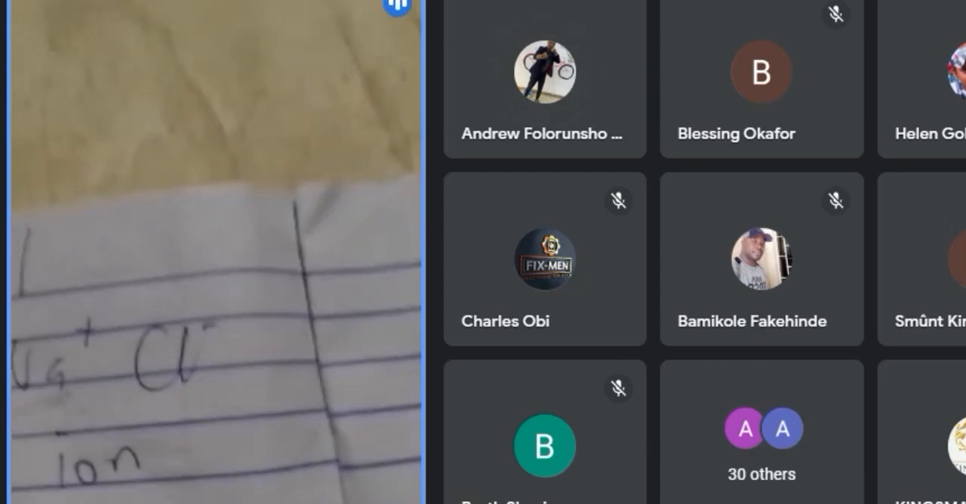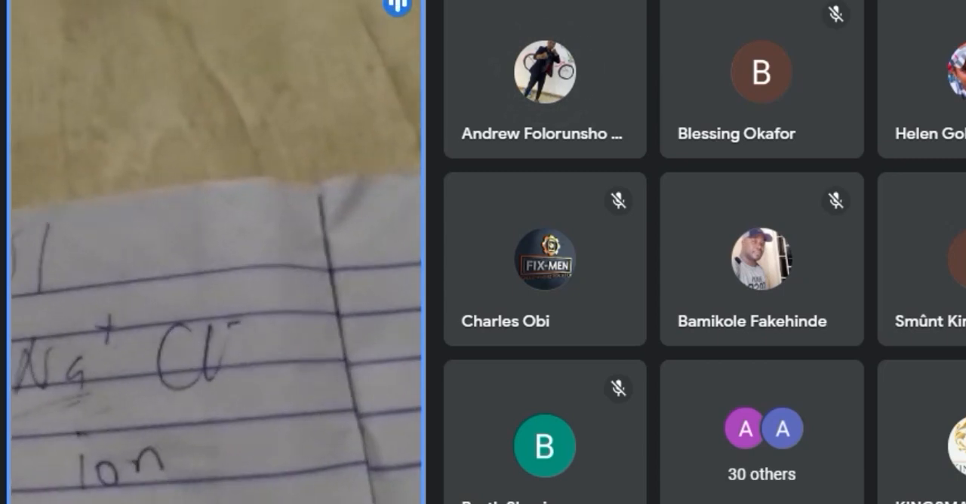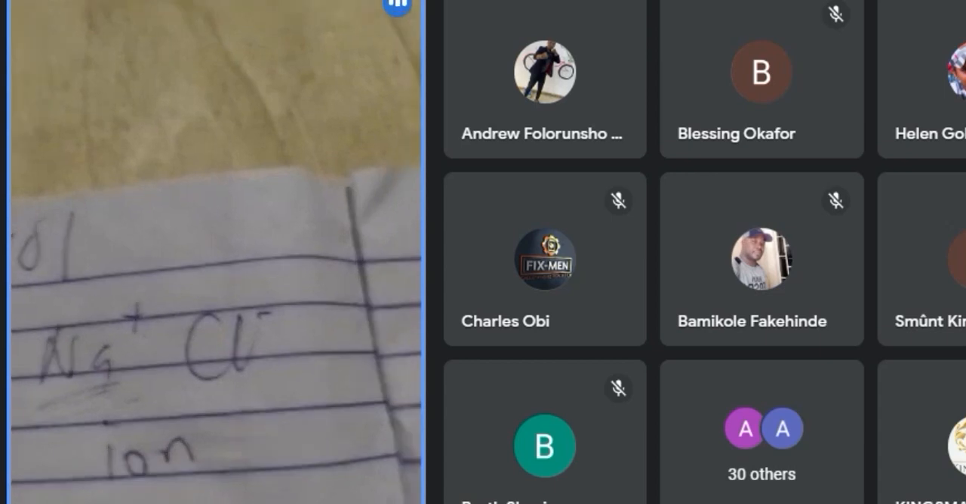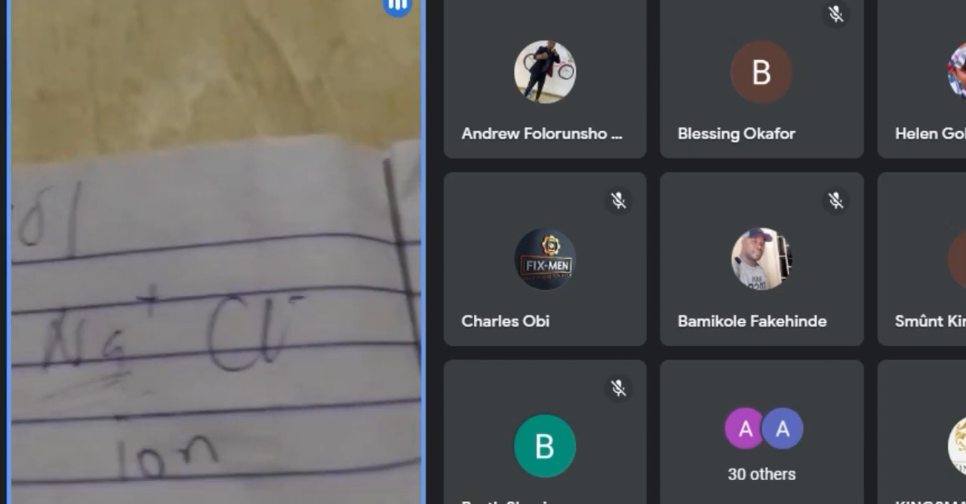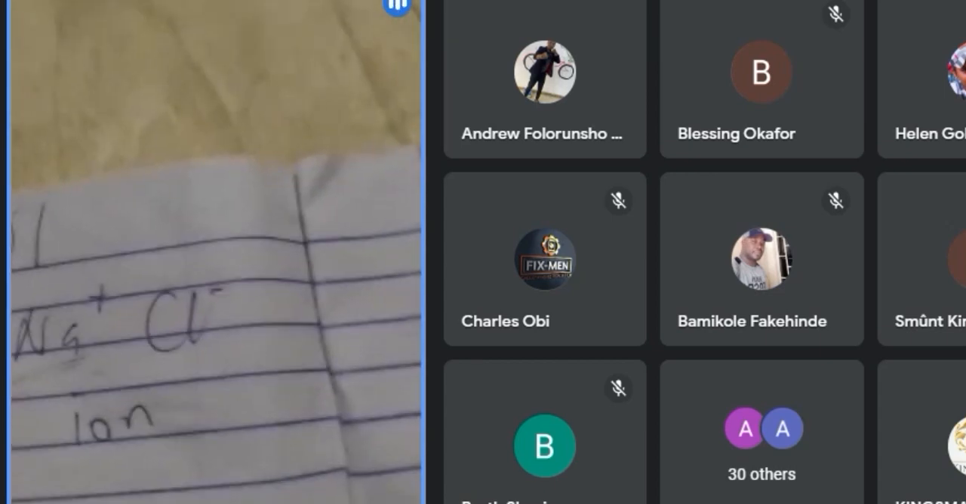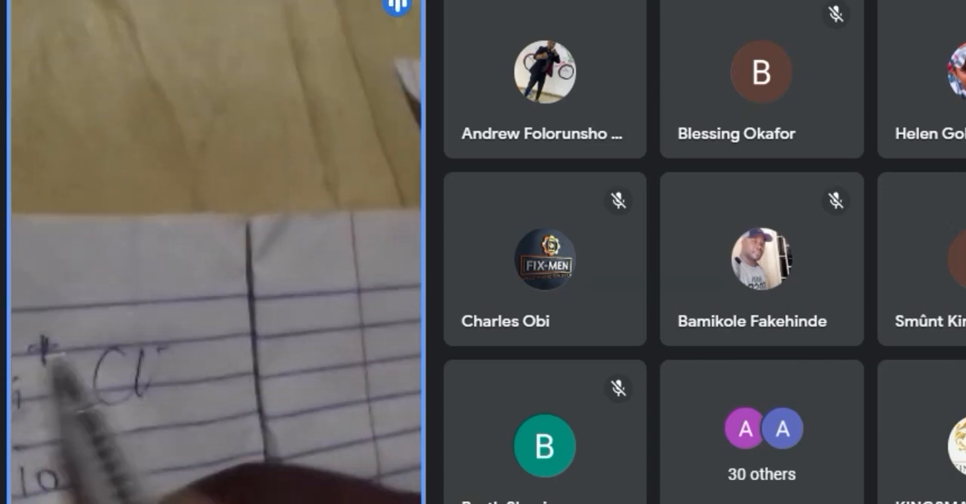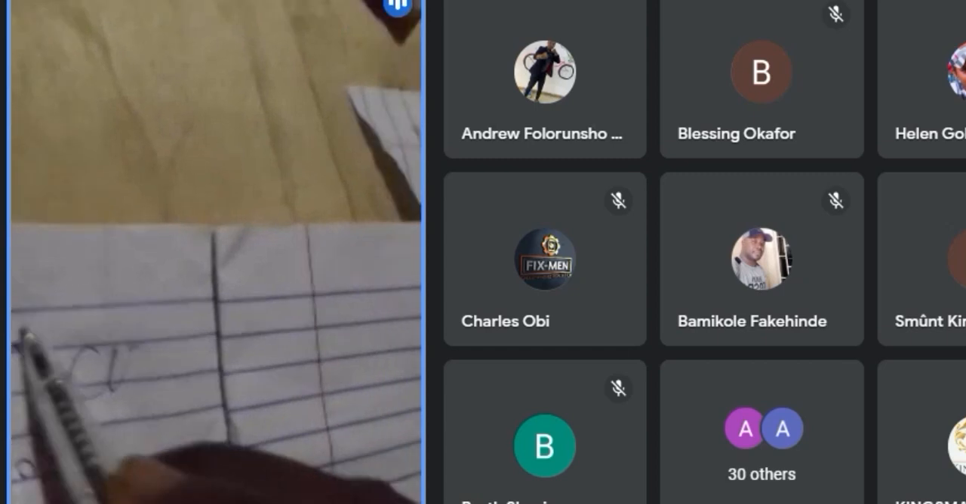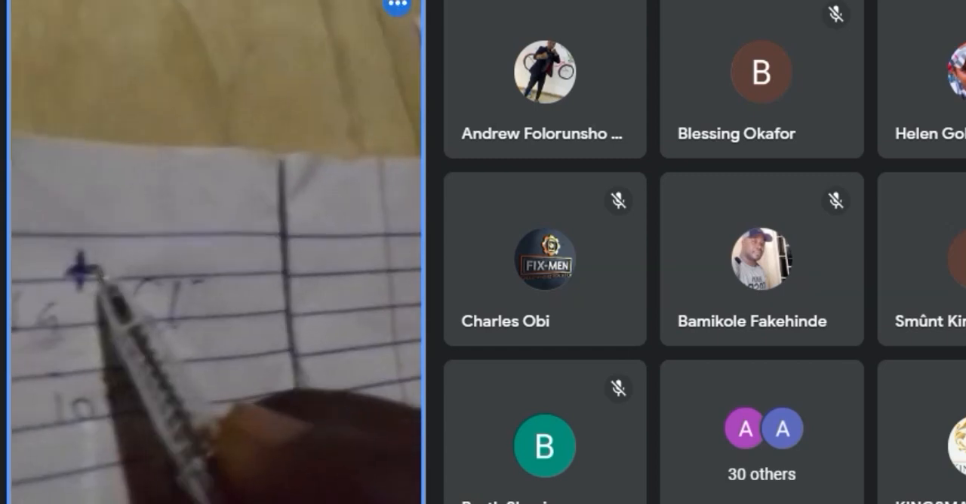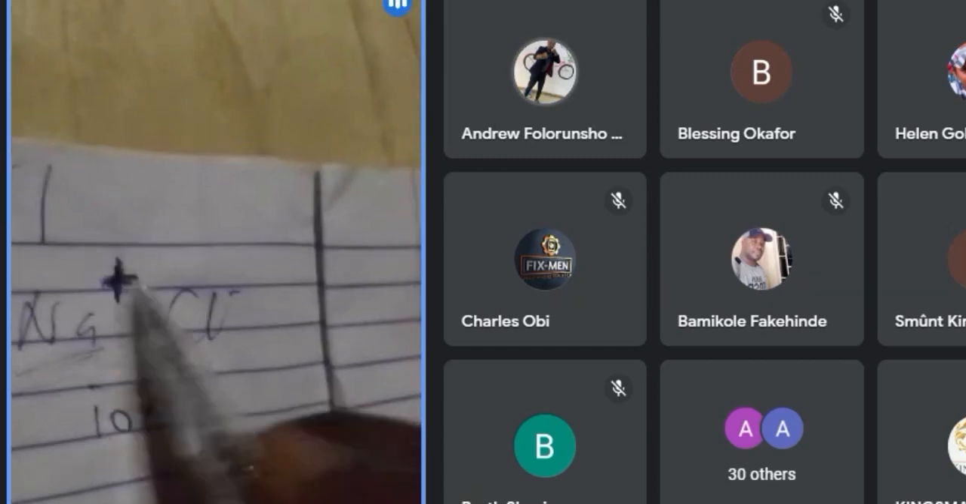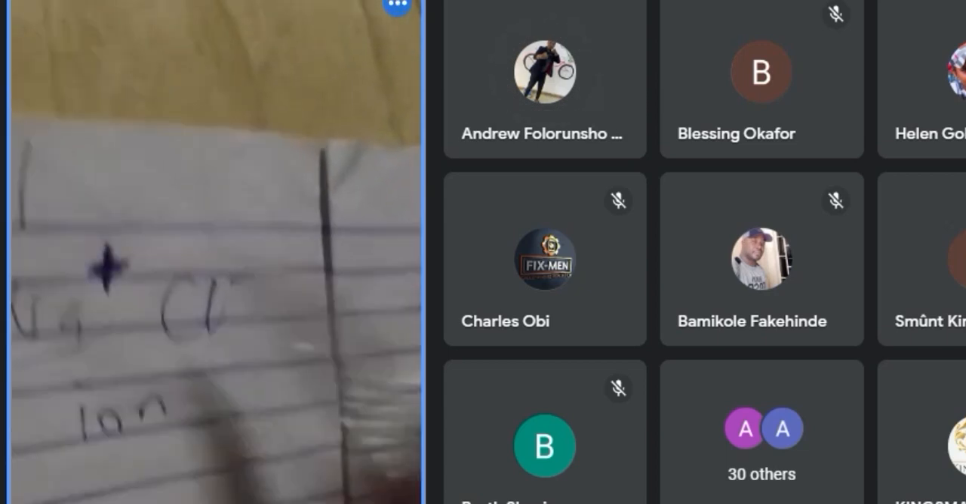Before, it had 11 protons and 11 electrons. After losing one electron, the protons still remained 11, and the electrons became 10. So the proton is already leading over the electron. That's the plus. Proton is positive.